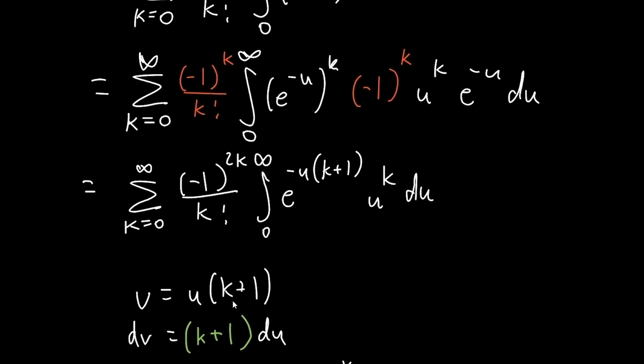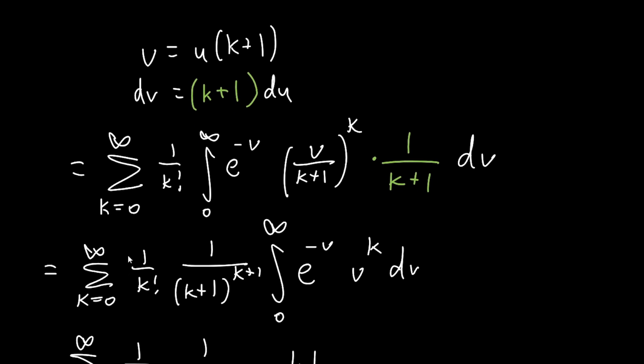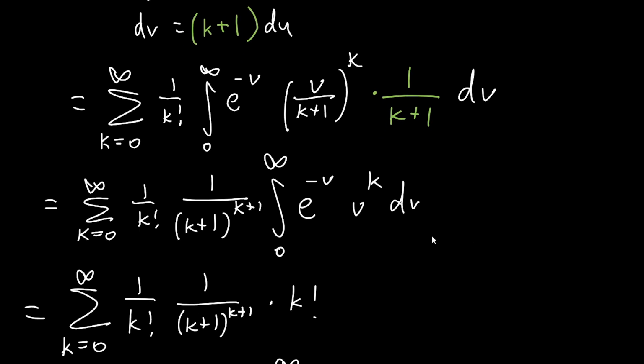So v equals u to the k plus 1, dv equals k plus 1 du. And now we end up getting the sum from k equals 0 to infinity, 1 over k factorial times 1 over k plus 1 to the k plus 1 times the integral between 0 and infinity of e to the minus v, v to the k. And this here is just k factorial.